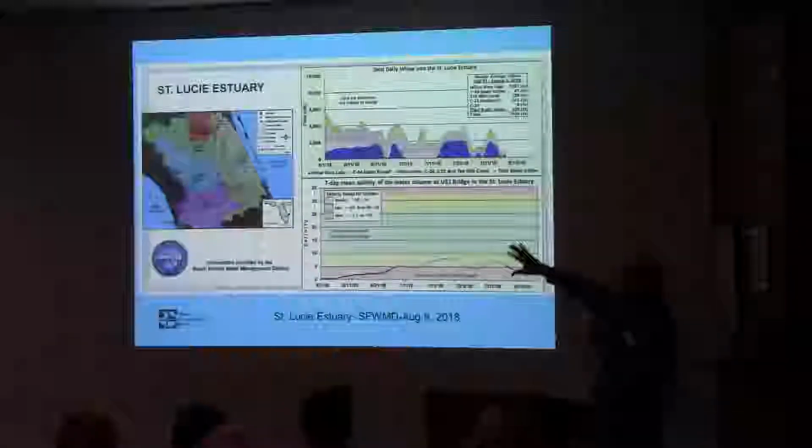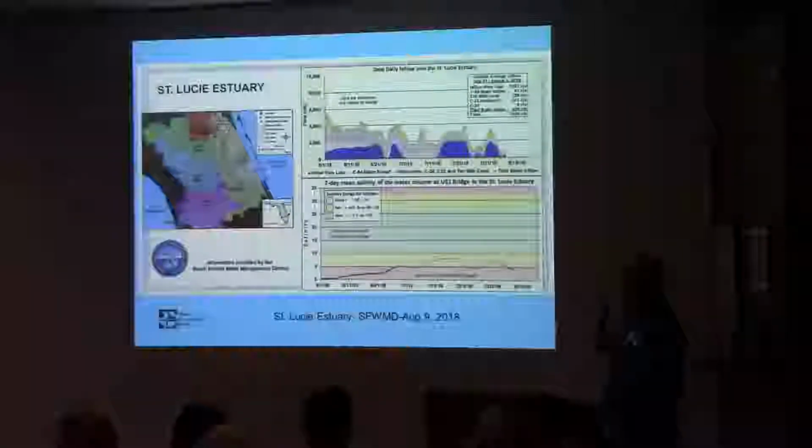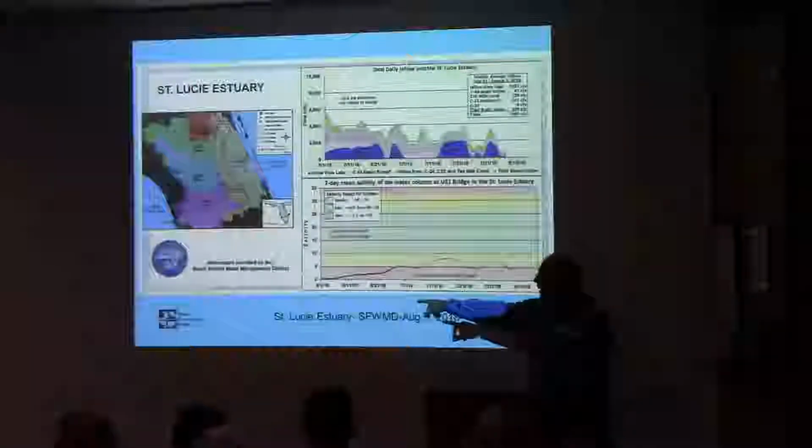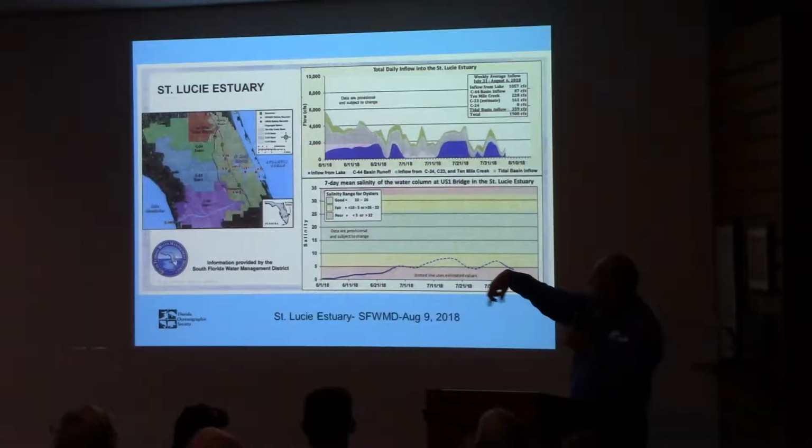So at this time, we weren't getting much from our local basin runoff, but we were getting a significant amount from the lake. And since May, you can see we're in a very low range for salinity right here at Roosevelt Bridge. So we were very critical for this particular oyster reef habitat. And that's really, really sad.